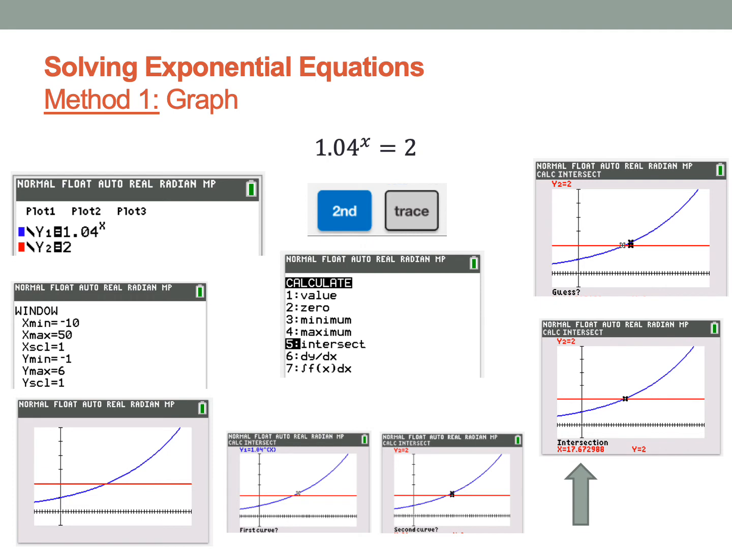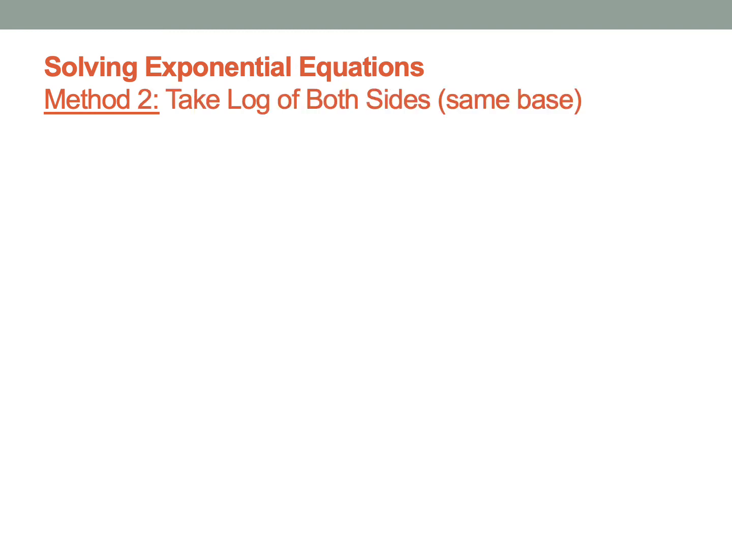So that's a method you should have already known, or this is a refresher. Now we're going to learn a new way. The new way is to take the log of both sides and use the same base log as your exponent. Here's our equation again. We already know the answer from method 1, but I'm going to show you a new one.